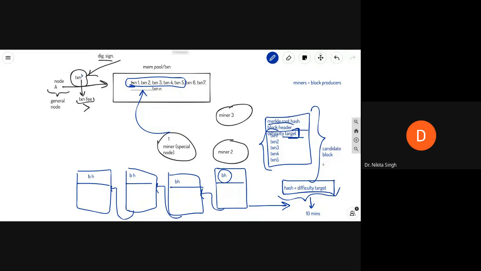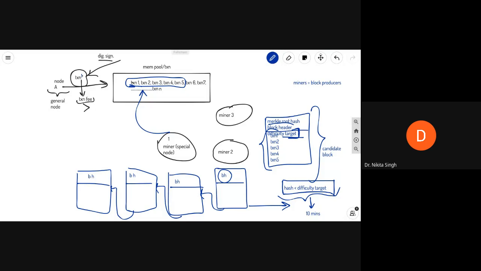So in every single block, we have a value that is given by the Bitcoin protocol, which is known as the difficulty target or the difficulty. So this difficulty determines how difficult it is to get a hash which is less than the difficulty target. So now what you do is you take your Merkle root hash, you take your block header, and you pass it through a cryptographic hash function.